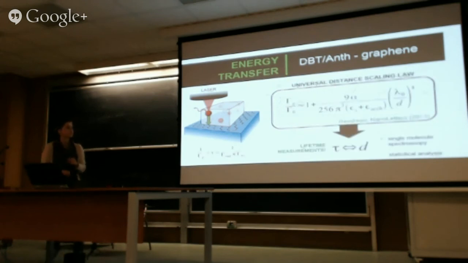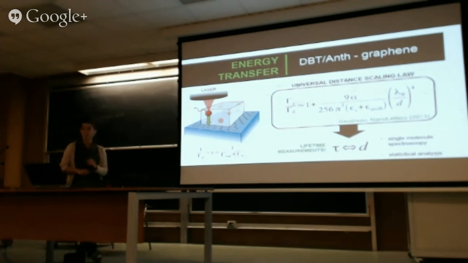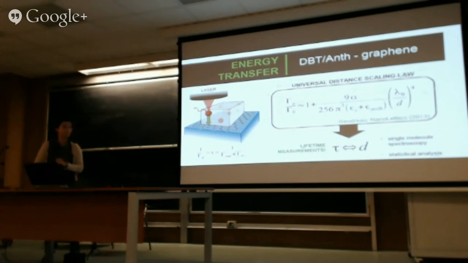What you get is this kind of expression, in which you have the spontaneous emission decay rate in the case of graphene, written in terms of mainly the fine structure constant, the emission wavelength of the emitter, the distance, of course, and then the permittivity of the substrate and of anthracene, which is the embedding material of the emitter, and then the spontaneous emission decay rate of the emitter without graphene. This law is a universal distance scaling law because it depends only on the distance. All the other parameters are fixed. This is quite interesting because, as we will see later on, it has many possible applications.